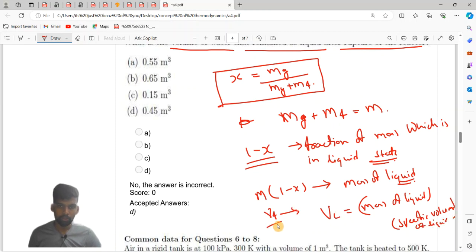Because our water is at state 2, and at state 2 it is at 200 kPa. So this specific volume will tell us how many meter cube of water per kg is in the liquid state. It is on a per kg basis, and from our quality and total mass we know how much mass of liquid we have. When we multiply it with the specific volume of liquid, we will get the volume which is in the liquid state. So D will be the correct answer, in meter cube.